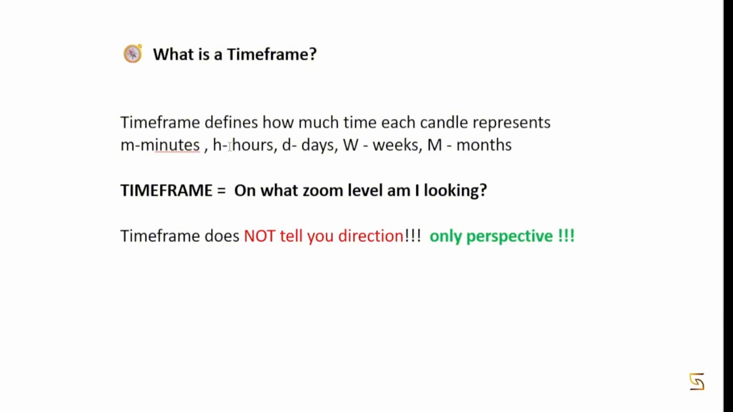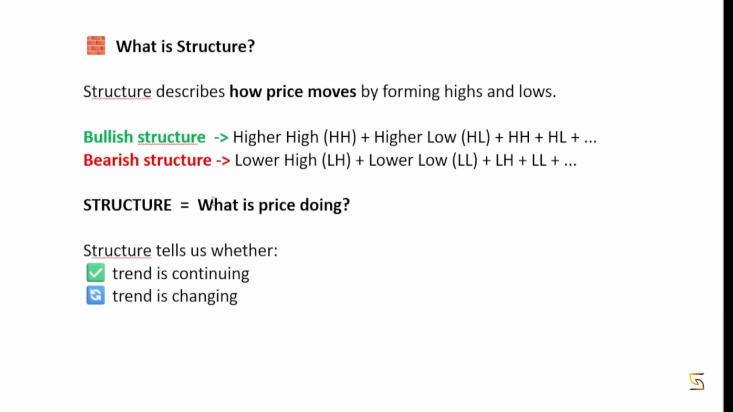The time frame gives you the answer to the following question. Exactly what zoom level am I looking at right now? So the specific time frame doesn't tell you the direction, it only provides a certain perspective. But market structure describes how price moves by forming highs and lows. So there are two distinct and different types of structure to consider. Bullish structure, higher highs plus higher lows, and bearish market structure, defined by lower highs followed by lower lows.